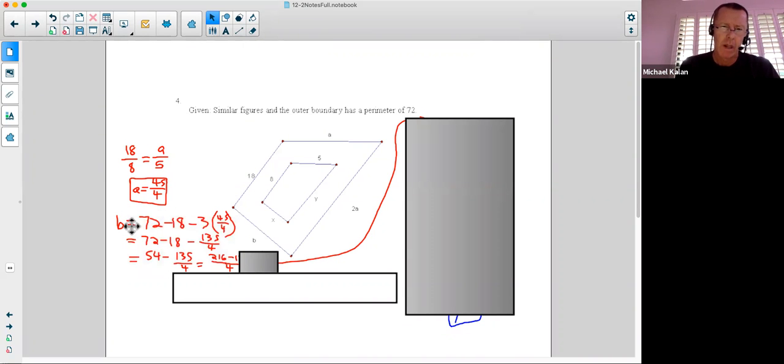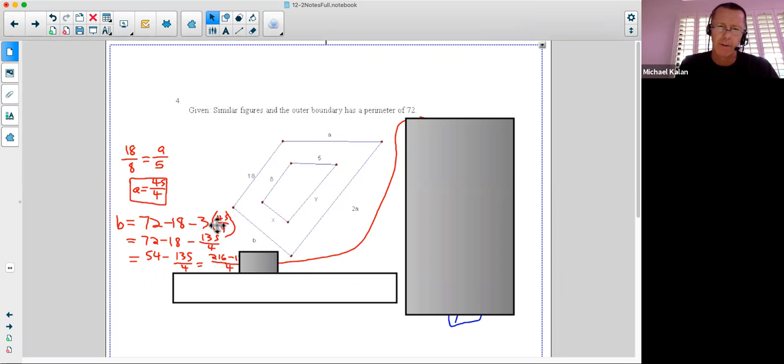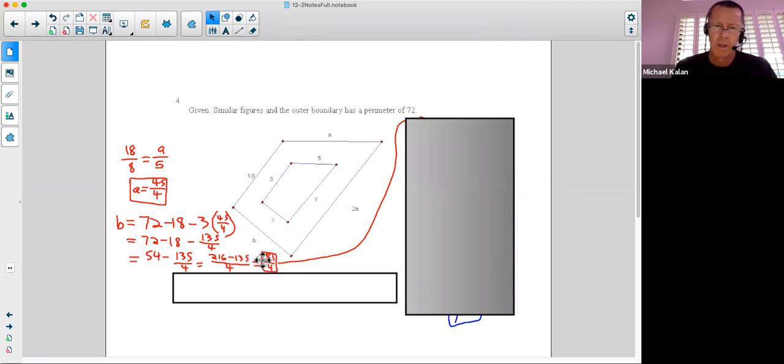Now I also know that, so B would be what? It would be 72 minus the 18 minus, I did 3 times 45 over 4. Here's 135 over 4, right? A is 45 over 4. And here's 2 more of them, 2A, right? So that would be another way of writing it. Get your 72 minus 18 is 54, and then minus 135 over 4. 54 over 1 is the same as 216 over 4, right? So we get 81 over 4 for B.